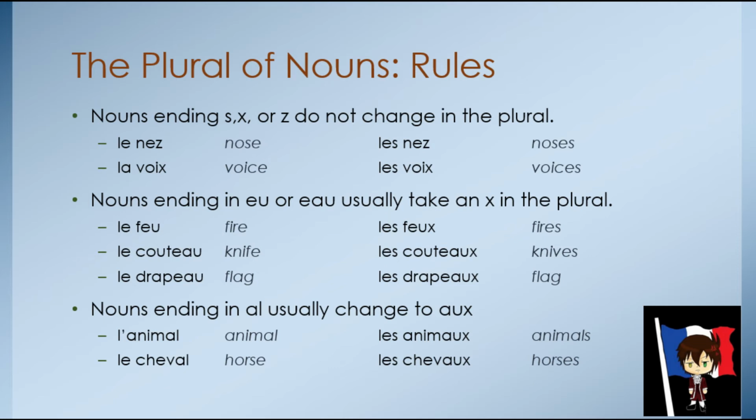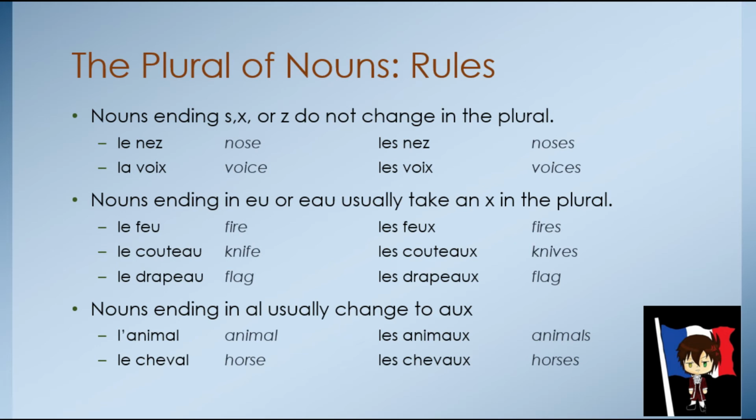Moving on, we have nouns ending in EU or EAU, usually taking X in the plural. First example, we have le feu for fire. Le feu. And for the plural, that will be les feux. For knife, we have le couteau. Le couteau. And for knives, that will be les couteaux. Same pronunciation, nag-iba lang sa article. For the flag, that will be le drapeau. Le drapeau. And for the plural, that will be les drapeaux.